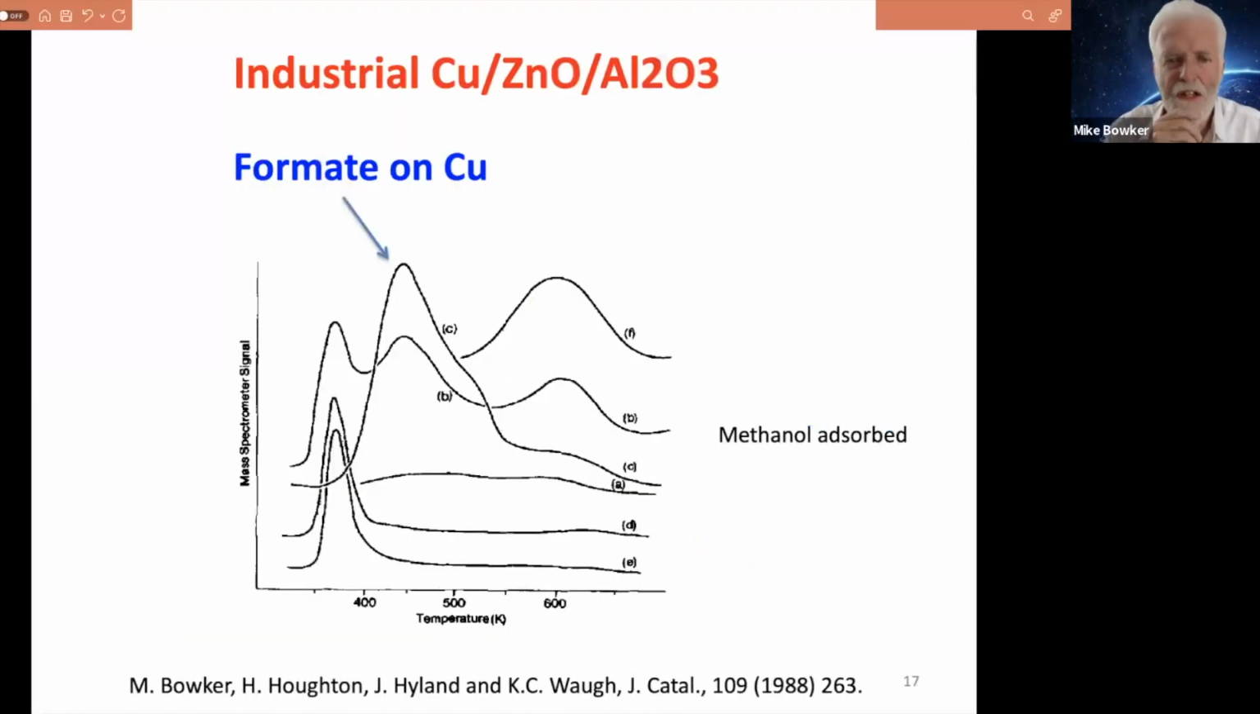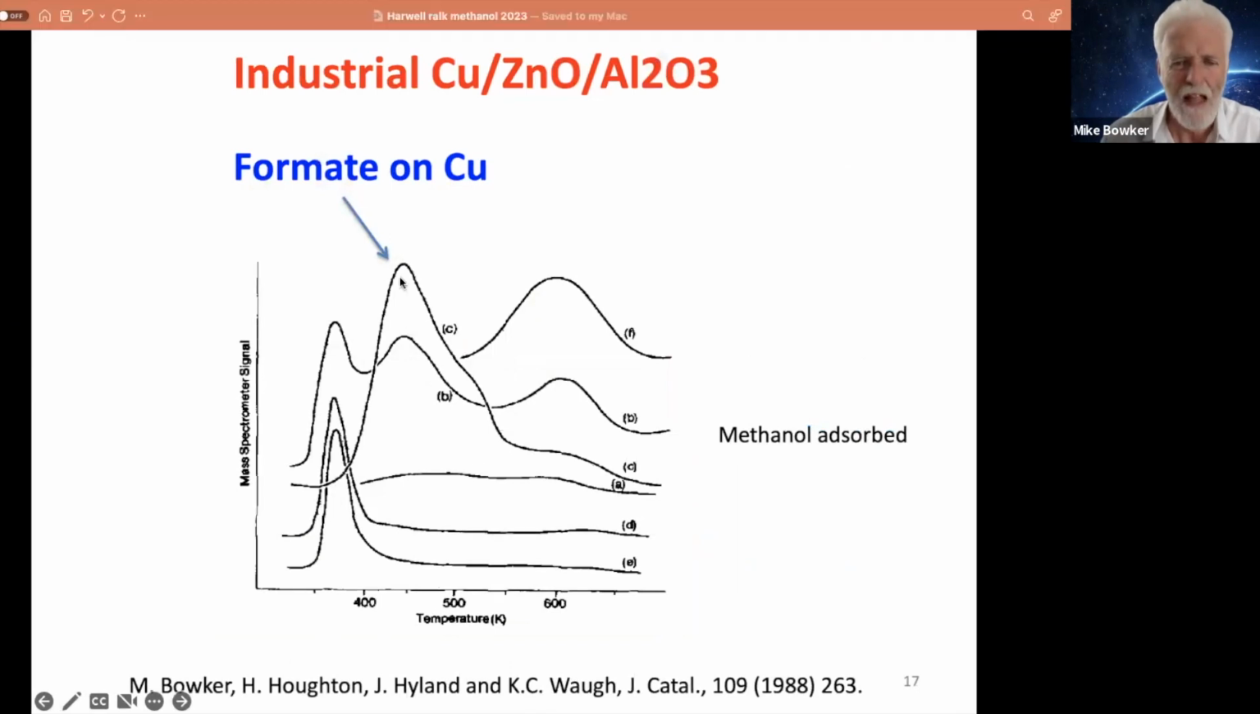If we look at an industrial type catalyst, in this case, it's just methanol adsorbed, then you can see both types of formate. Unfortunately, I've not got the masses labeled here, but I think this is CO2 and hydrogen, and this is CO and hydrogen. Formate on zinc oxide, formate on copper.